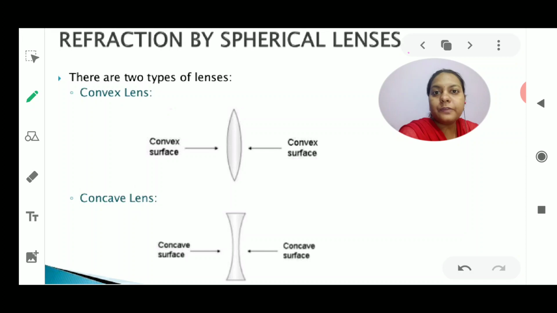Now what kind of refraction is it going to show you? Before that we must understand the two types of lenses which are being displayed here in this picture.